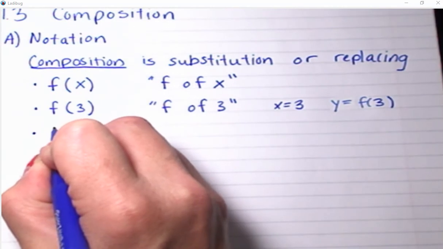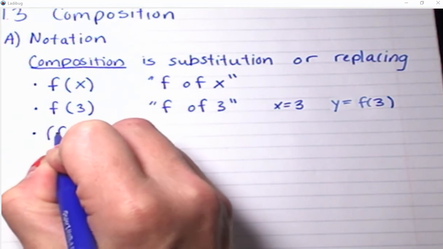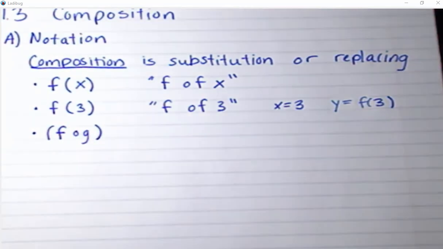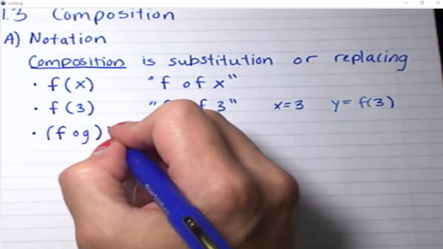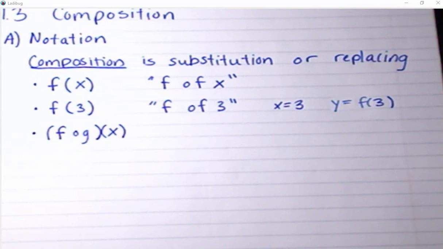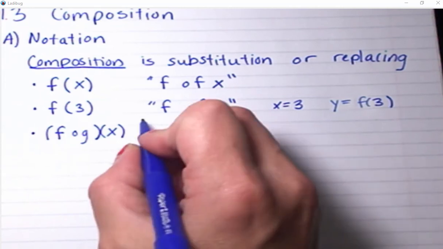Next, we're going to do f circle g. It's an open circle. I still say f of g. Okay, so I'm going to write it. That is not user-friendly notation, but that is how you will see it written sometimes.